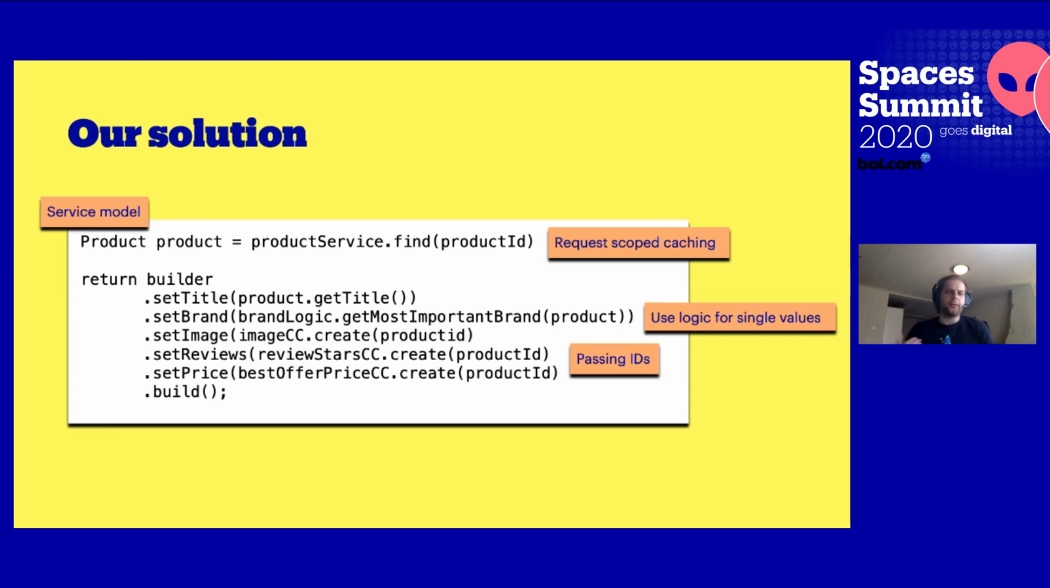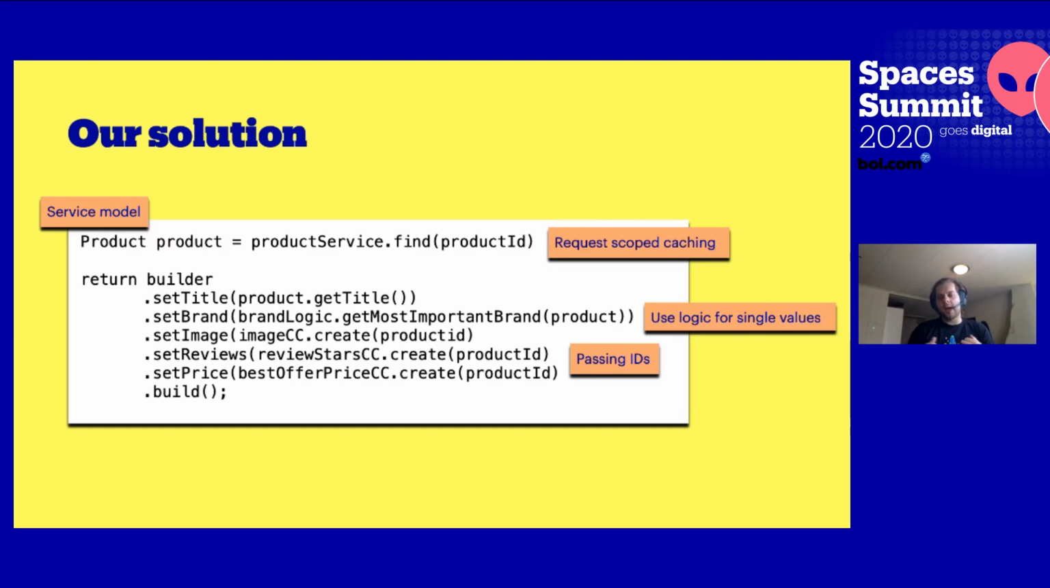So here's a little bit of pseudocode. This is the only code that you will see in this presentation. So many of our component creators will look like this. So we have a builder. We need to set some properties in this builder. All we have is a product ID. So we just go to the product service ourselves to find the product. And then we use the service model directly. So we just ask, what is the title of this product?